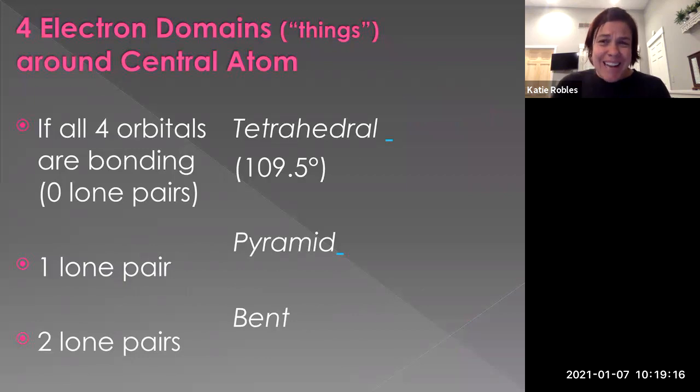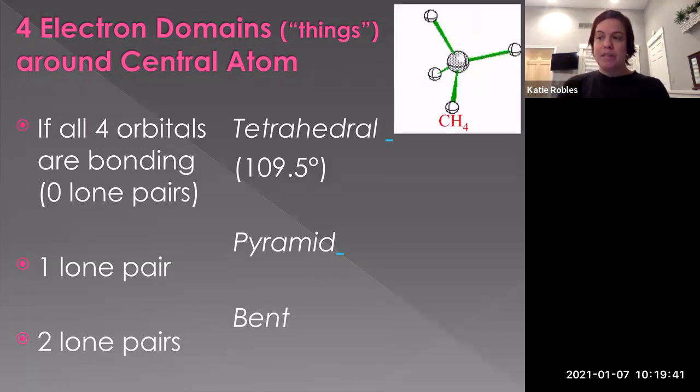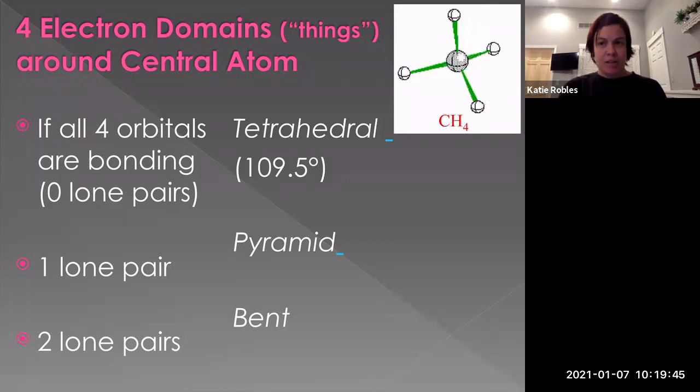I've got 6 shapes I'm going to teach you. There are more that you can learn, but I've got the basic 6 shapes that we have to go through. So you need to know all 6 of these shapes. And the way that I like to organize them is by electron domains, or things around the center of the atom. So the first one is called a tetrahedral. If all 4 orbitals are bonding and there are 0 lone pairs, we call this a tetrahedral shape.